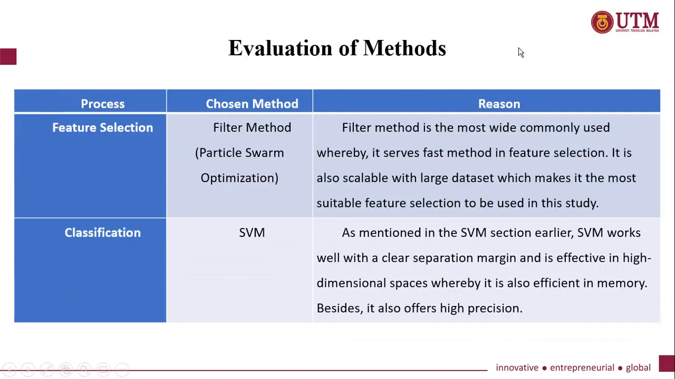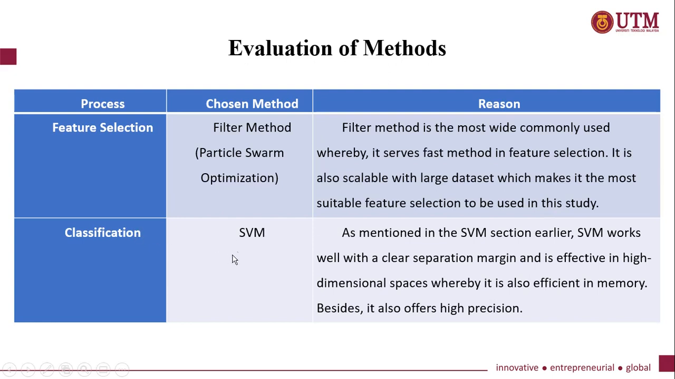So as for the evaluation of methods, these are the methods that I'll be using in my experiment later. So for the process of feature selection, the chosen method is filter method, and to be exact, particle swarm optimization. So what are the reasons? The reason is the filter method is the most widely used, whereby it serves as a fast method in feature selection. It is also scalable with large datasets, which makes it the most suitable feature selection to be used in this study. So basically, my dataset is quite large because it comprises a multi-omics dataset. It has 3 omics in it, which will be pre-processed in Python instead of Weka software.